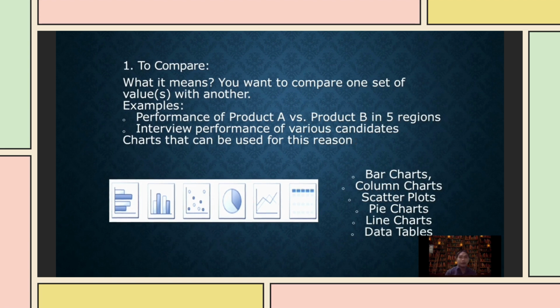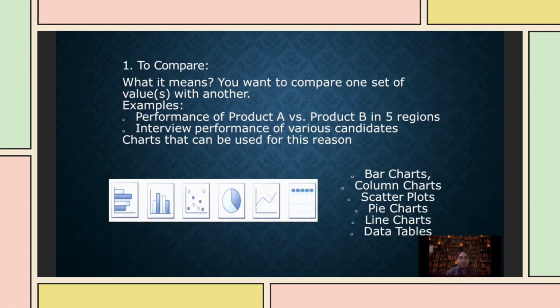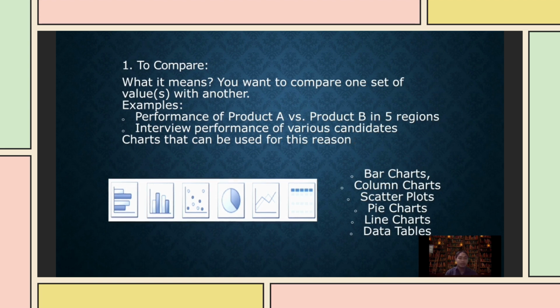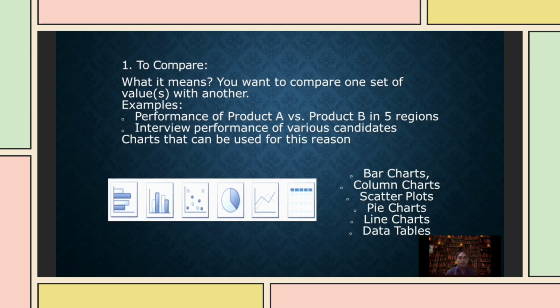First is to compare. So if you want to compare one set of values with another, you will use this type of chart: the bar chart, the column chart, scatter plots, and a pie chart, and also line charts and data table. For example, you want to compare the performance of product A versus product B in 5 regions. So that's the type of chart that you're gonna use.